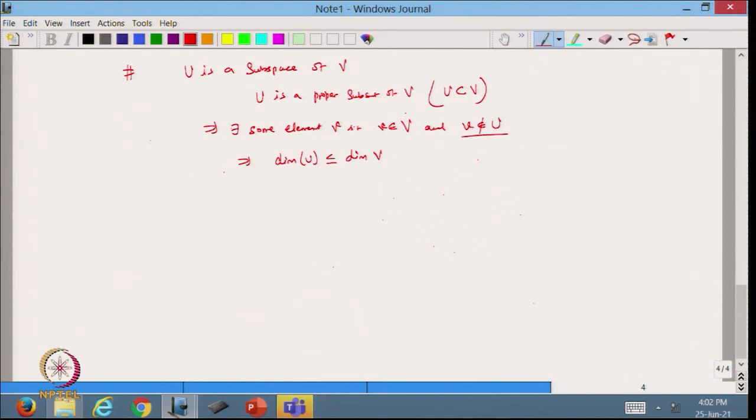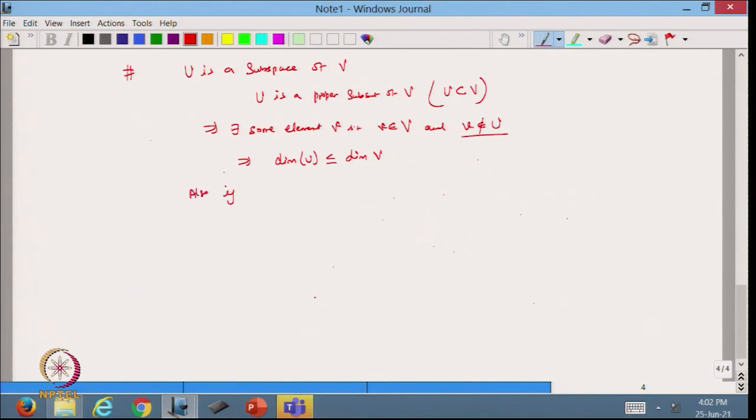It means that the basis of U cannot span the entire V, because there is one vector I found which is contained in the given subspace U and which is not in V. So that implies the dimension of U is less than or equal to the dimension of V.